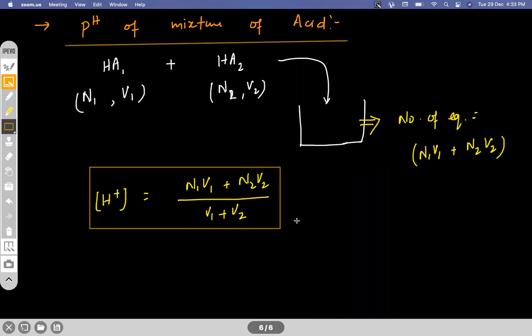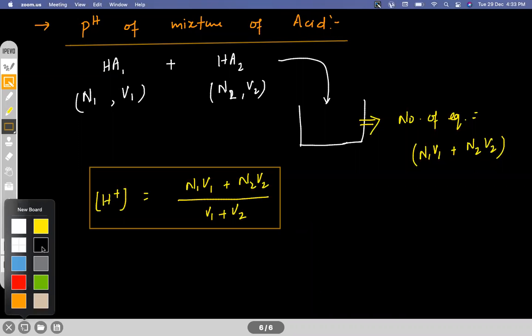Done? Okay, look at this question. You need to calculate the pH of the solution. We are mixing three acids here: H2SO4, H3PO4, and HCl. Three acids we are mixing.